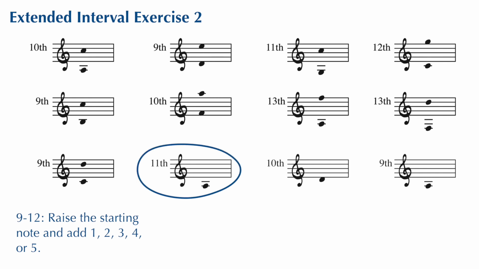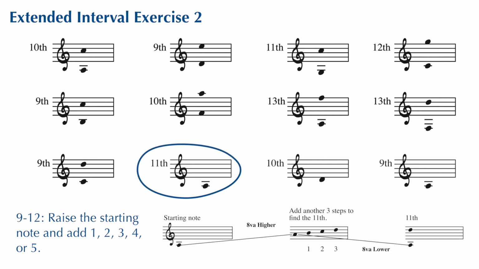Number 10, we're going to write an 11th above low A. Take that starting note, the low A, raise it an octave. We want to write an 11th, so we add 3 more steps. 1, 2, 3. We find ourselves on this 4th line D. So an 11th above this low A is this 4th line D.